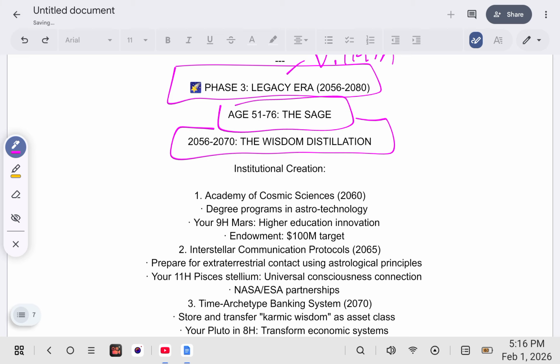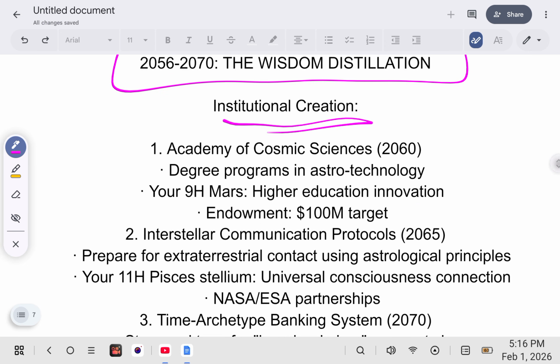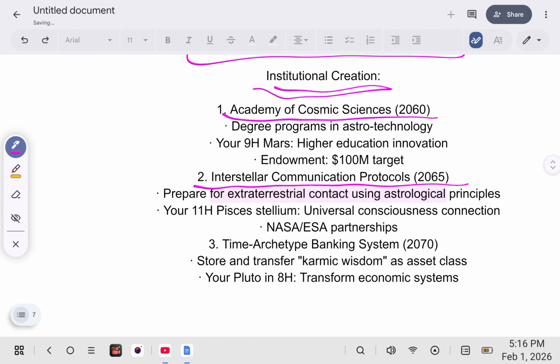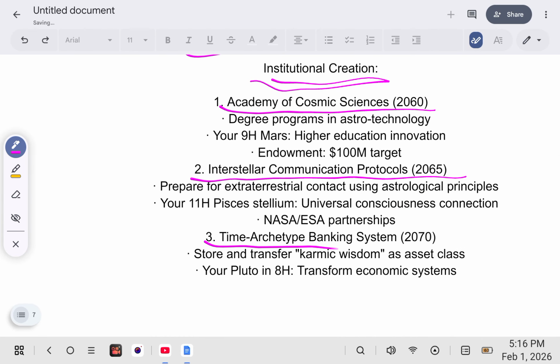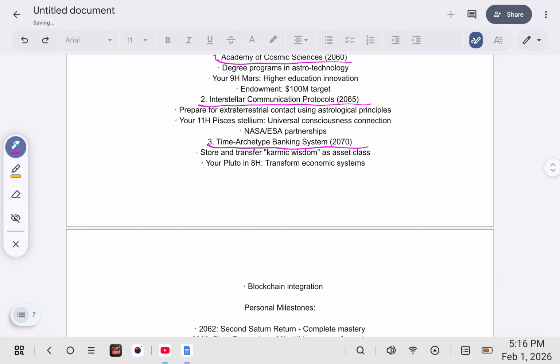So this is for 2056 through 2080, from the ages of 51 through 76, the Sage. 2056 through 2070, the Wisdom Distillation, Institutional Creation. The Academy of Cosmic Sciences. 2060, Interstellar Communication Protocols. 2065, Time Archetype Banking System. 2070.